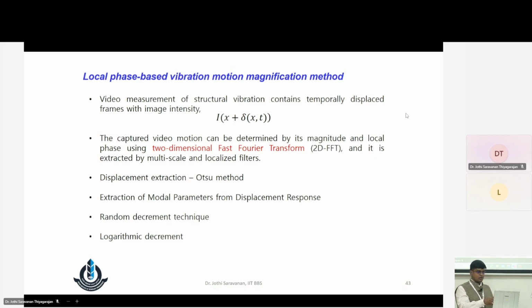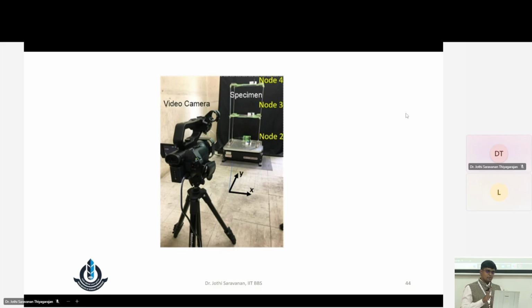Similar steps, just in theory. You do a two-dimensional fast Fourier transform, a multi-scale and localized filter, and displacement extraction using the Otsu method. Finally, you do the extraction of the modal parameters. This is the experimental setup, a very simple experiment. You have a frame where you have kept the wireless sensors. I hope you can see that small white box with an antenna. Yes, nodes 2, 3 and 4.